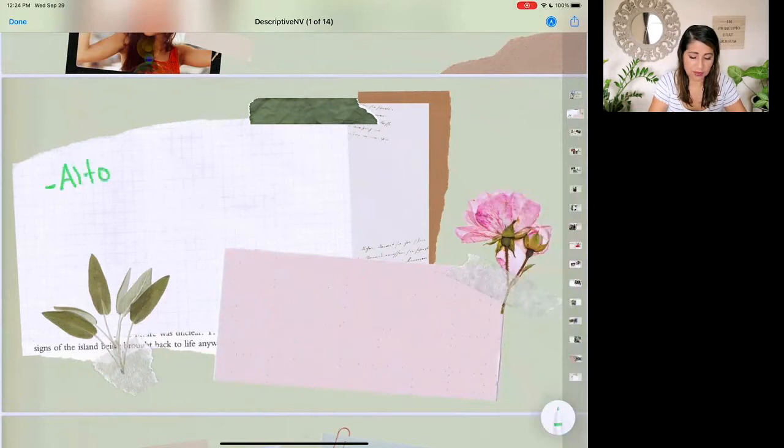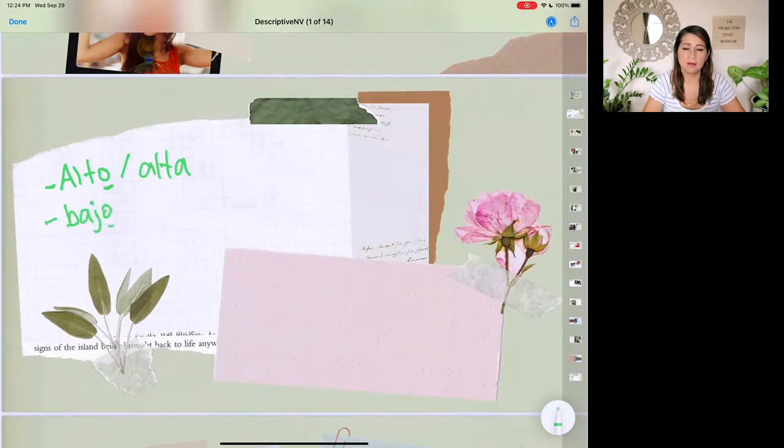Could be alto, if somebody's tall. Now, if it is a male, like for example, let's say my brother is tall, mi hermano es alto. But if I'm talking about a female, then this alto will become alta. So let's say my sister is tall, mi hermana es alta. Okay, now the opposite of tall will be short. The word for short is bajo. Again, if it's about a male, bajo. If it's about a female, baja.